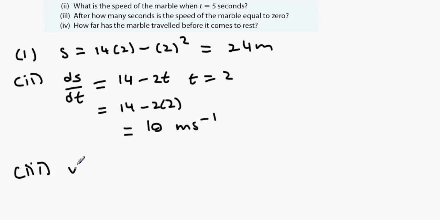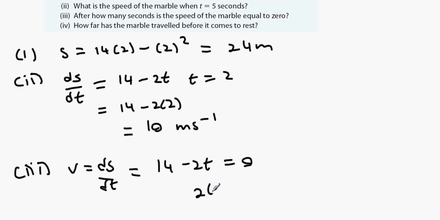So v is ds/dt. ds/dt is 14 minus 2t, and this has to be equal to 0, because it says the velocity is 0. This means that 2t equals 14. Therefore, the time must be 7 seconds. How far will the marble travel before it comes to rest?